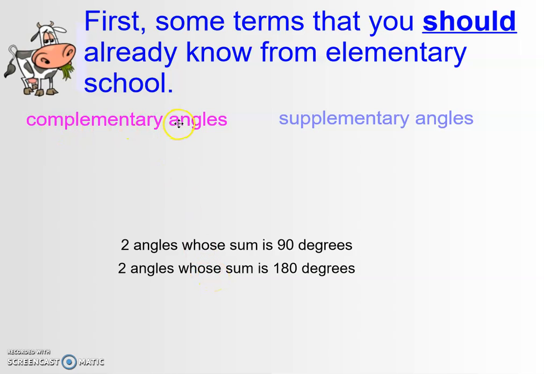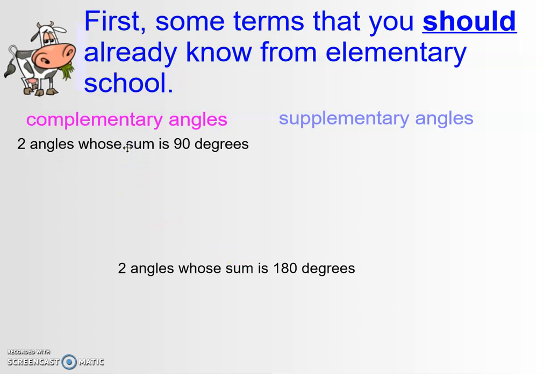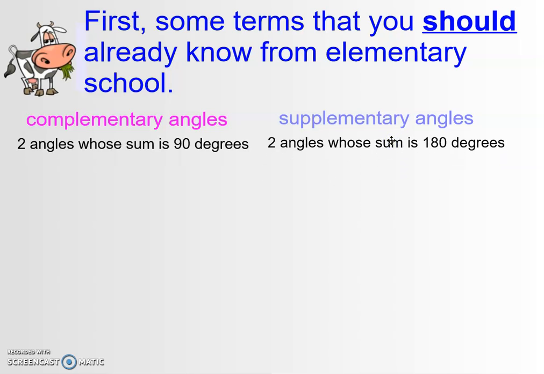So complementary angles, turns out they're two angles whose sum is 90 degrees, and supplementary, two angles whose sum is 180 degrees. Okay, so you have those terms down, and those are terms we're going to be using a lot. So make sure you remember, because I'll use that vocabulary quite a bit.